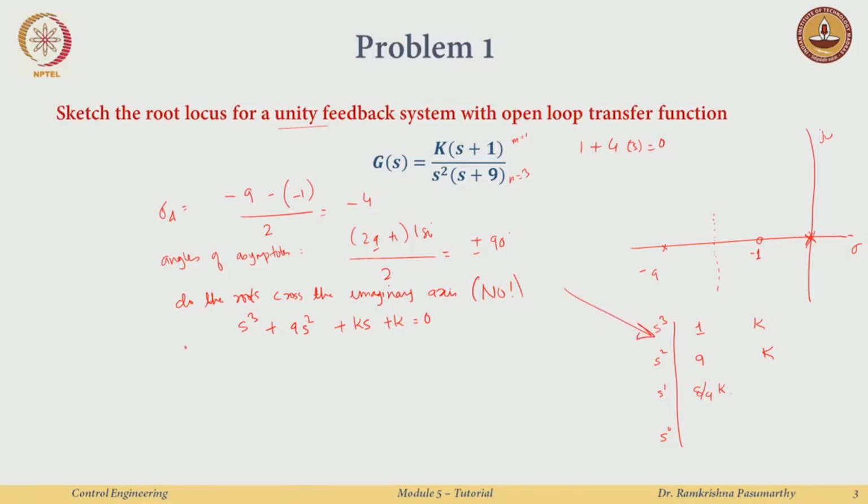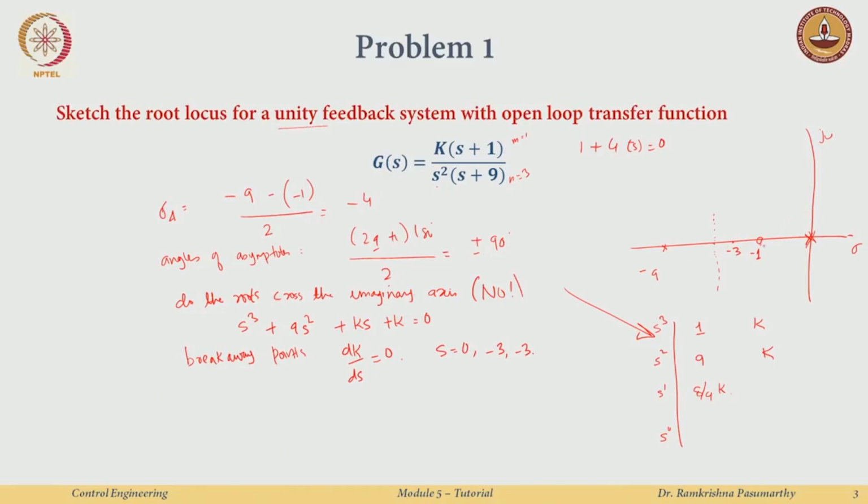Now, the breakaway points. We just take dk by ds and equate it to 0, right. I will not do it, I think that should be easy to compute. So, we will have s equal to 0, s equal to -3 and -3. One of them, of course, you can see here, is already a breakaway point because there are multiple roots here, and then you have 2 sitting here at -3. So, this is how it looks.